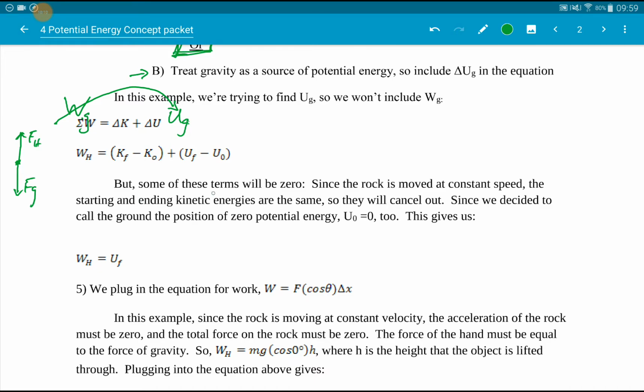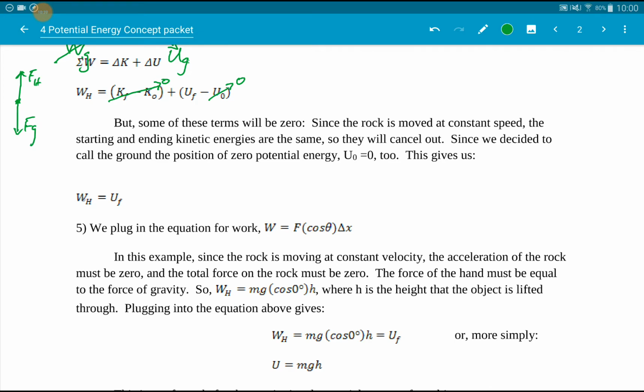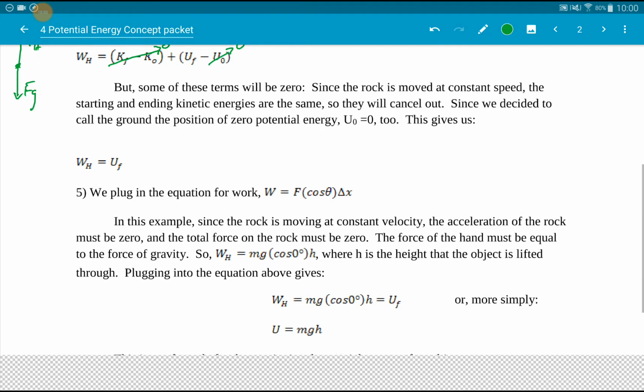Okay, but some of these terms will be zero. Since the rock has moved at a constant speed, the starting and ending kinetic energies must be the same. So it doesn't matter what they are, the ending bit minus the beginning bit, this whole thing is going to be zero. And so they're going to cancel out. Since we decided to call the ground the position of zero potential energy, that means that this one is going to be zero as well. So now we have something that's pretty simple, and this is why we chose this scenario, that the work that the hand is doing on that rock is going to be equal to the gravitational potential energy gain of that rock, and truly the rock Earth system there.